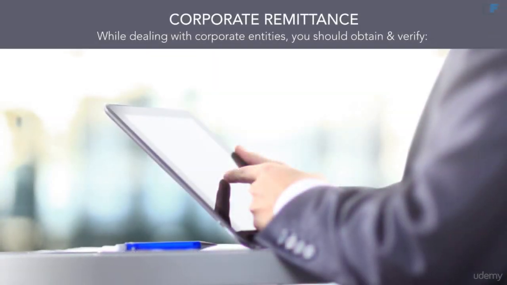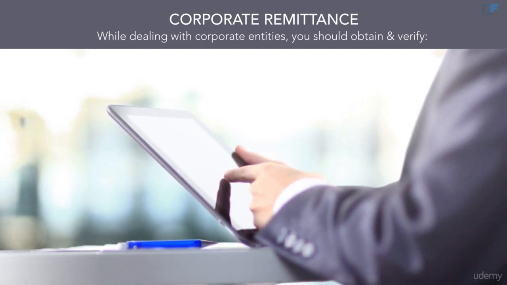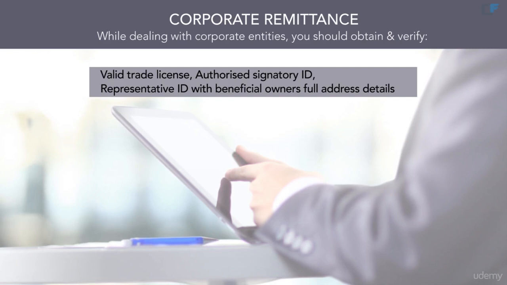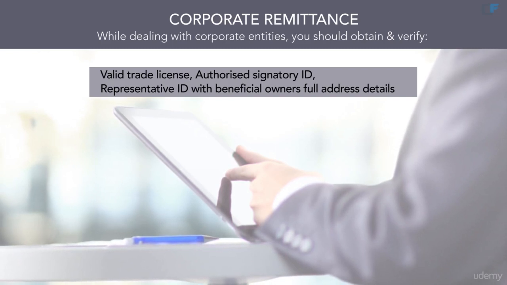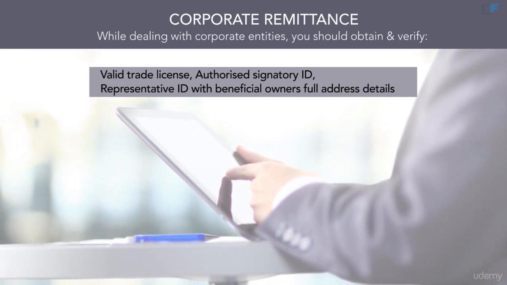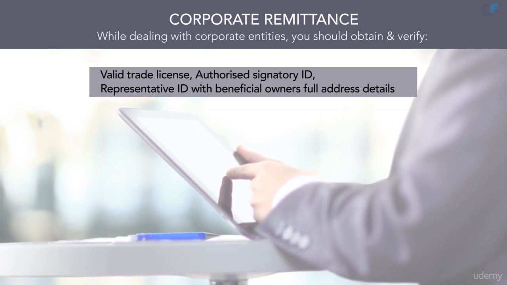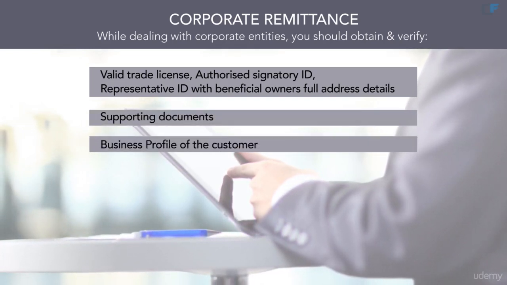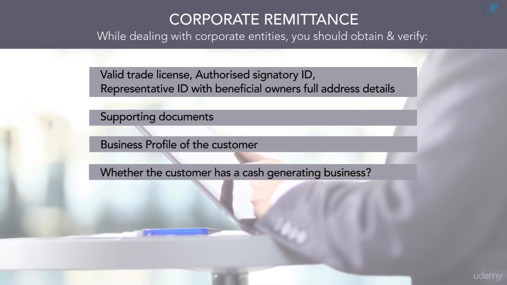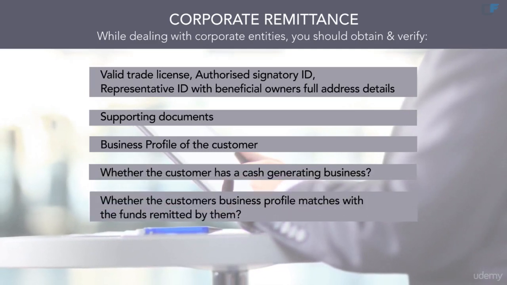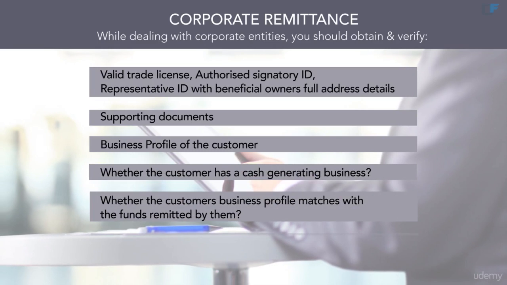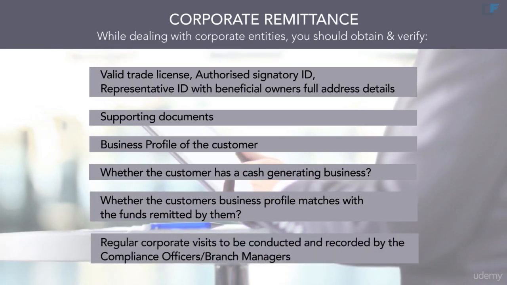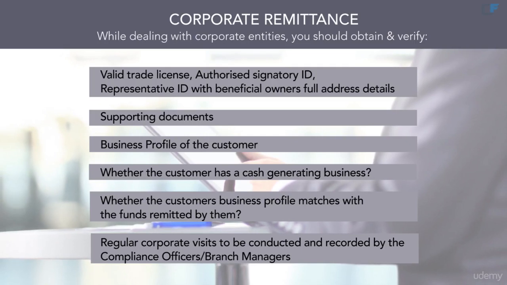Corporate remittance. While dealing with corporate entities, you should obtain and verify valid trade license, authorized signatory ID, representative ID with beneficial owner's full address details, supporting documents, business profile of the customer, whether the customer has a cash generation business, whether the customer's business profile matches the funds remitted by them, regular corporate visits to be conducted and recorded by the compliance officers and branch managers.